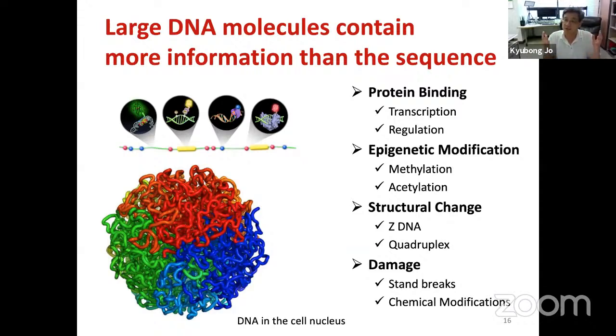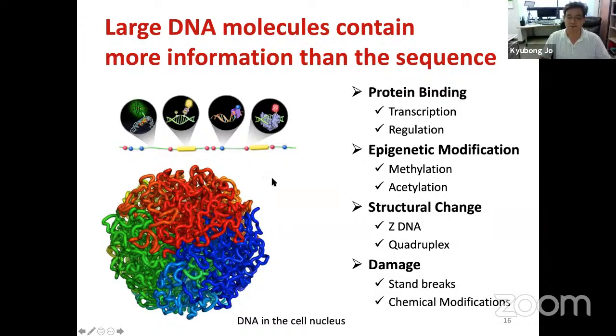So why are we interested in that size of DNA molecule? Because that large DNA molecule contains more information than just the sequences. Sequencing just reads the sequences. However, in the DNA there is a lot of protein binding, epigenetic modification, and structural change. Also, the DNA contains accumulated DNA damage, which is also important for transcription and regulation. So we want to analyze this.